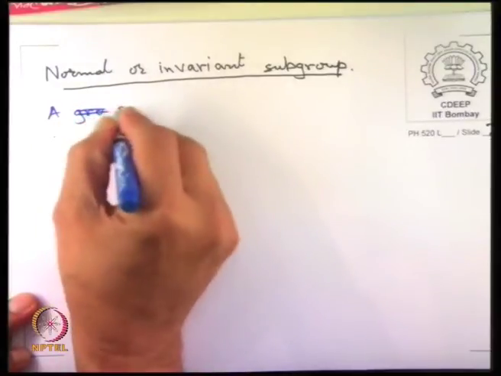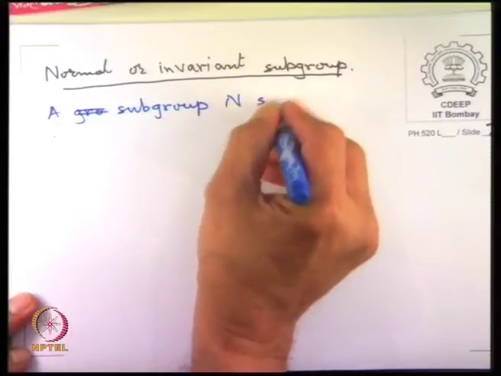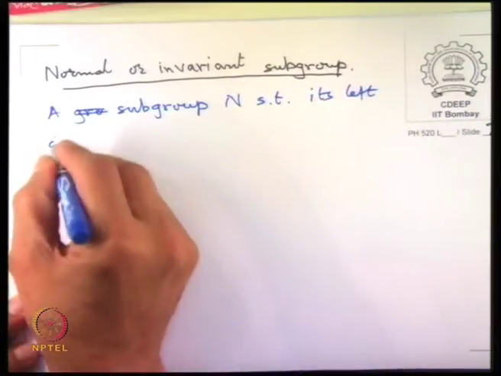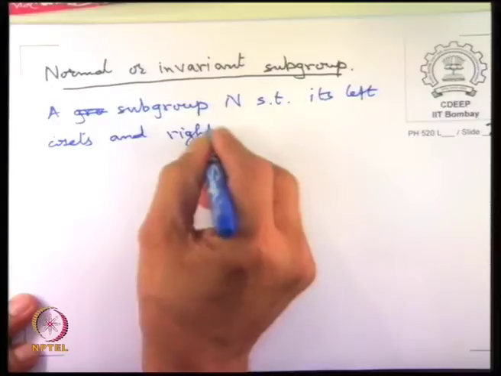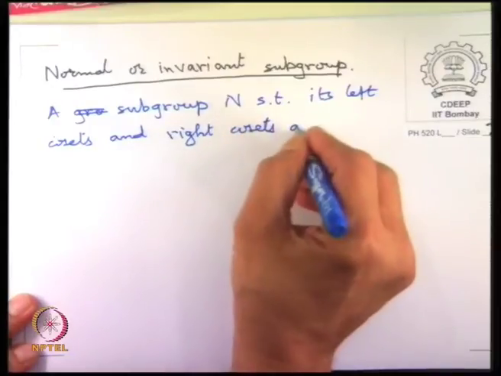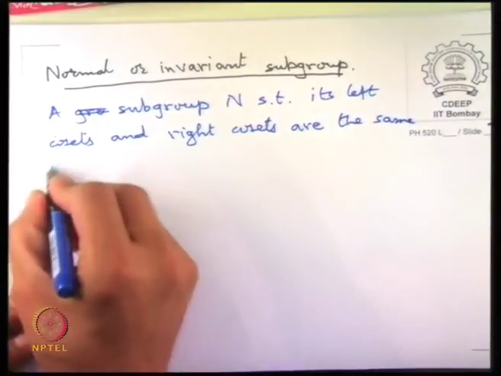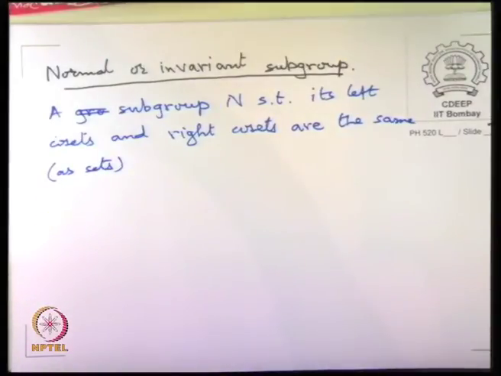A subgroup N such that its left cosets and right cosets are the same as sets. So, each set in the list of left cosets has a corresponding member from the right coset list, so that they are identical sets. So, as sets they are identical.